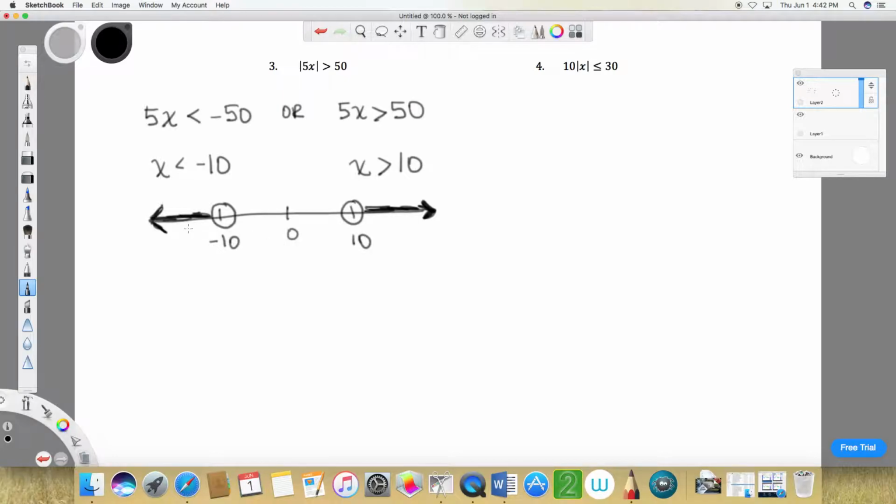It makes sense that it's shaded away from the center. If you plug in 0, 5 times 0 is 0. Absolute value of 0 is 0. 0 is not greater than 50. So we're glad that these middle numbers are not shaded.